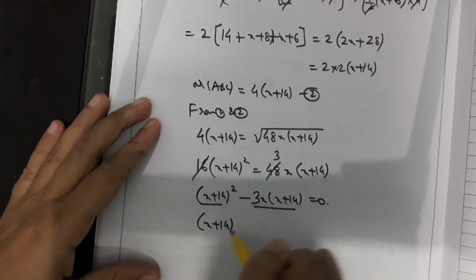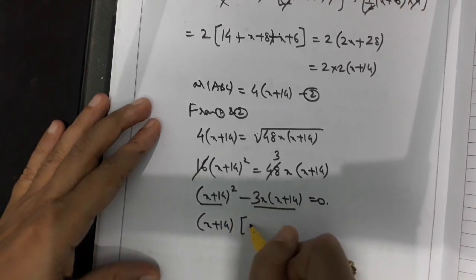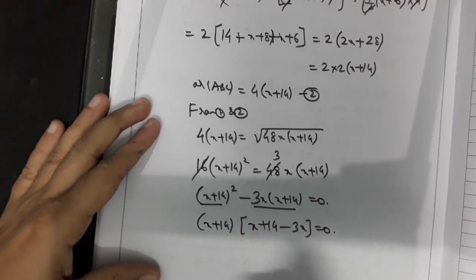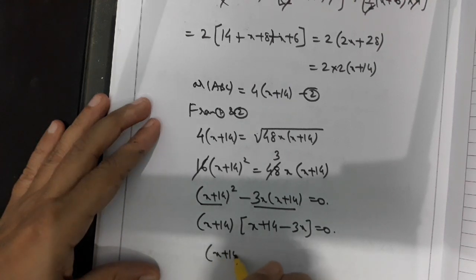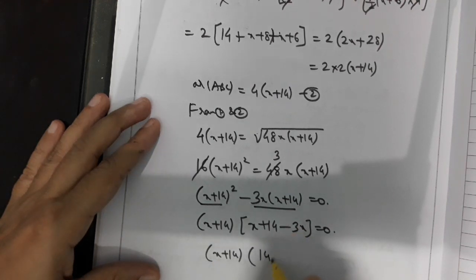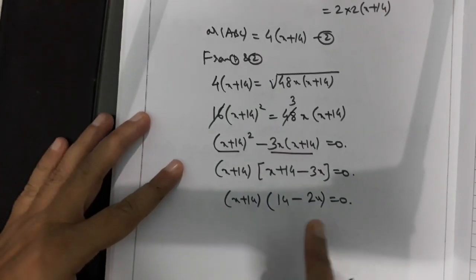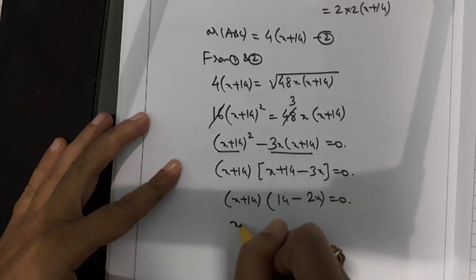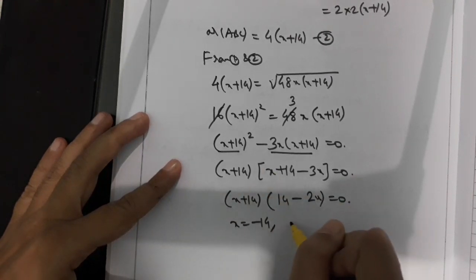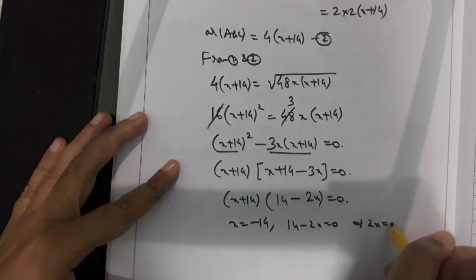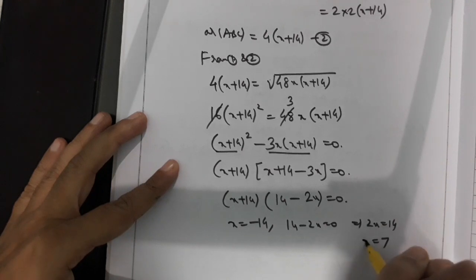This is one term and this is the other term. So we can take out x plus 14 common. So we get x plus 14 into x plus 14 minus 3x is equal to 0. So this gives us x plus 14 into 14 minus 2x is equal to 0. Now whenever the product of two quantities is 0, it implies that either this is 0 or this is 0. So from here we obtain x equal to minus 14, and 14 minus 2x equal to 0, or 2x equal to 14, or x equal to 7.